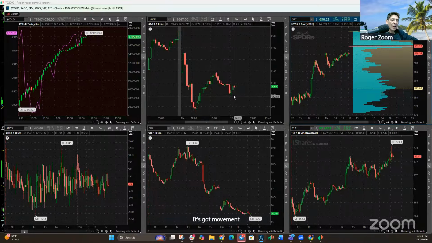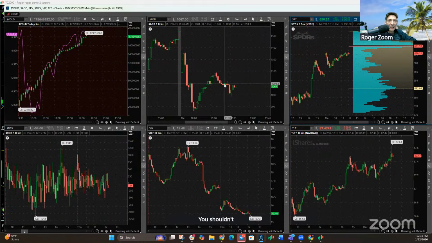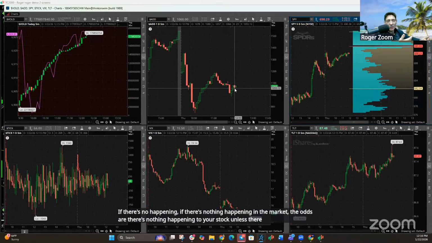So what most folks don't realize is if you have a hot ADD, that means you have more volatility in the market. That means you should be using wider stops. You shouldn't let trades go against you too much. You should be really firm because you have volatility. But when you have ADD at 200 or 300, that means that stocks are pretty much where they were last night. There's nothing going on. So why would you need to use tight stops? Why would you need to be so cautious about where your stops are? Nothing is happening. If there's nothing happening in the market, the odds are there's nothing happening to your stock unless there's earnings or news or something impacting it.